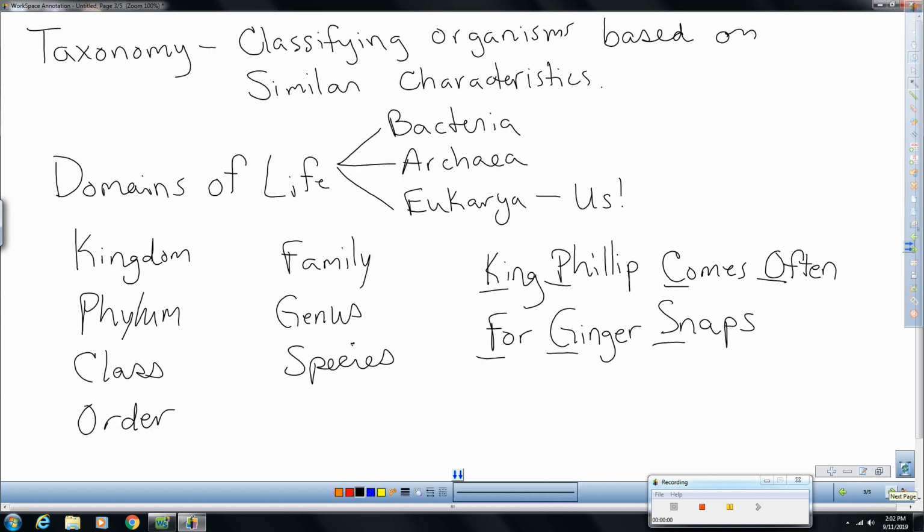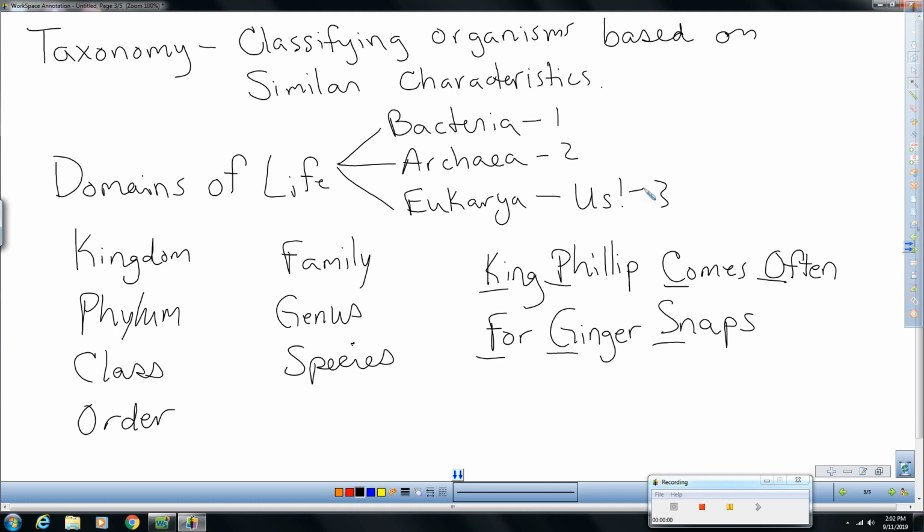So taxonomy, another thing that we worked a little bit on in this unit. Taxonomy is just classifying of organisms based on similar or shared characteristics. You have the domains of life. There are really 3 things that everything is broken down into: either bacteria, archaea, or eukarya, which is us. We're going to focus on eukarya. Those are the organisms that you're most used to using every day or seeing every day.